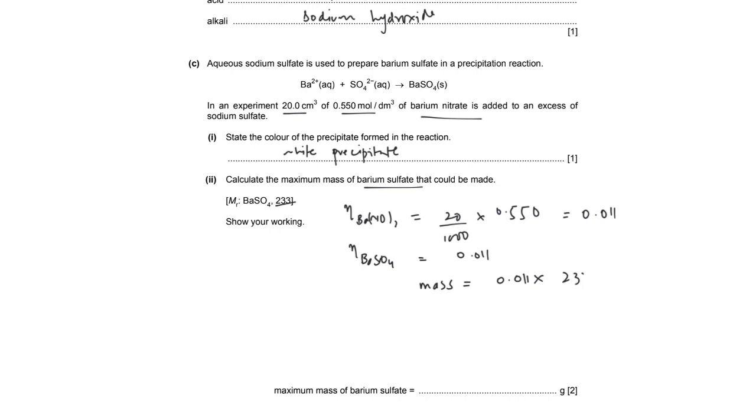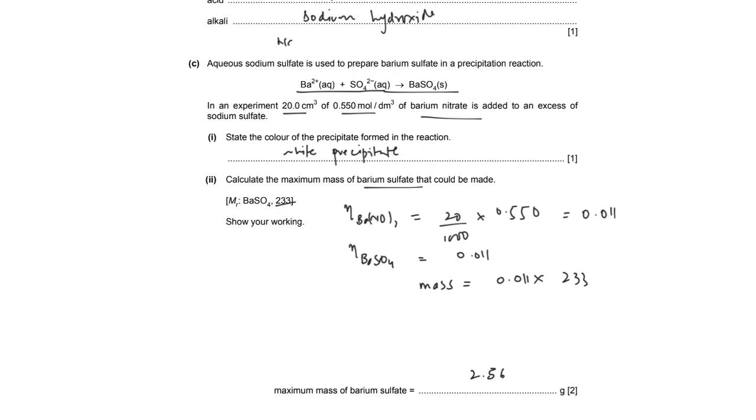So multiply this by 233 and the answer would be 70. No, its answer would be 2.56 grams. Remember, this is just an ionic equation. They have cancelled the other values. Sodium sulfate was in the reaction. It is used to prepare barium sulfate.